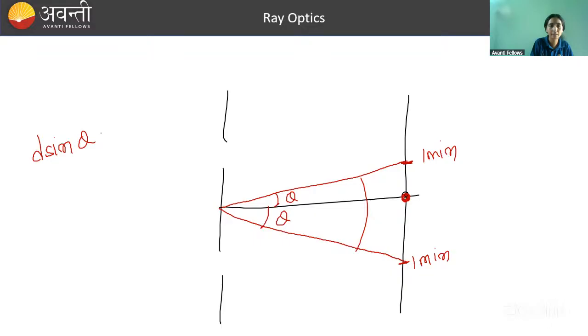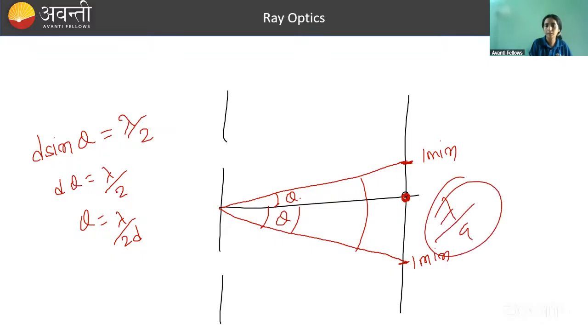Okay. So if you talk about the angular width of central maxima, then you can write here again d sin theta is equal to, first minima you will get for lambda by 2. Okay. So d theta is equal to lambda by 2. Theta is equal to lambda by 2d. So this theta is lambda by 2d. This will also be lambda by 2d. So overall this will become lambda by d.